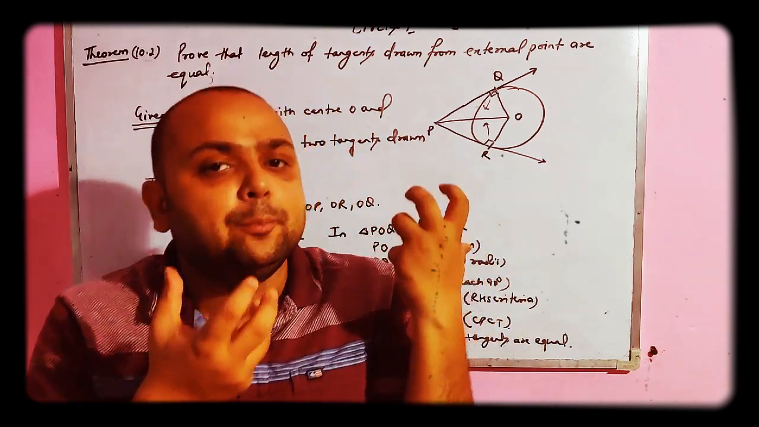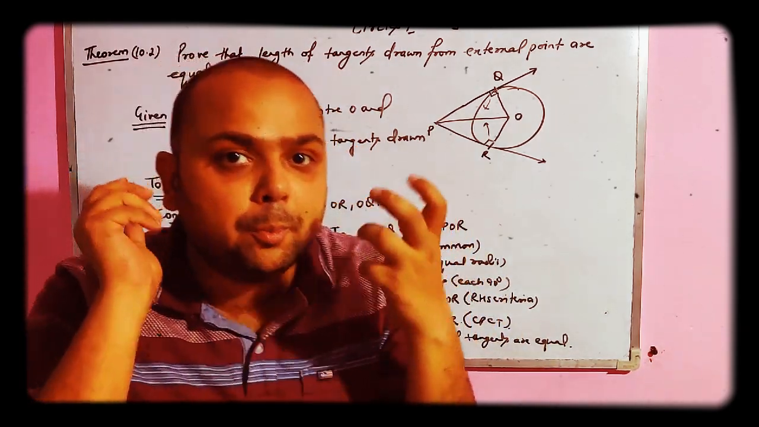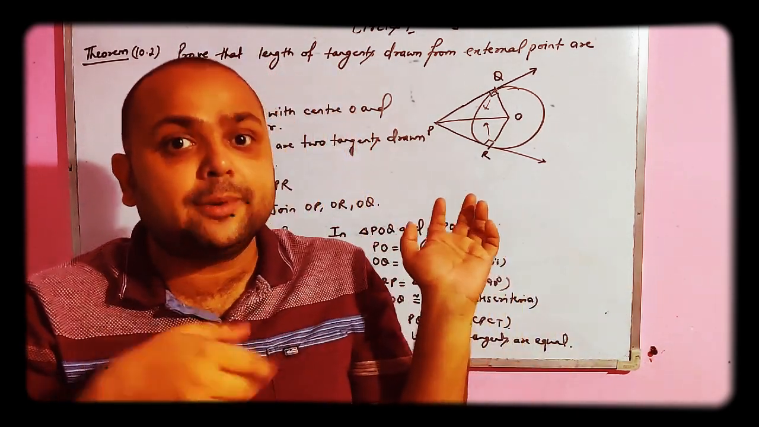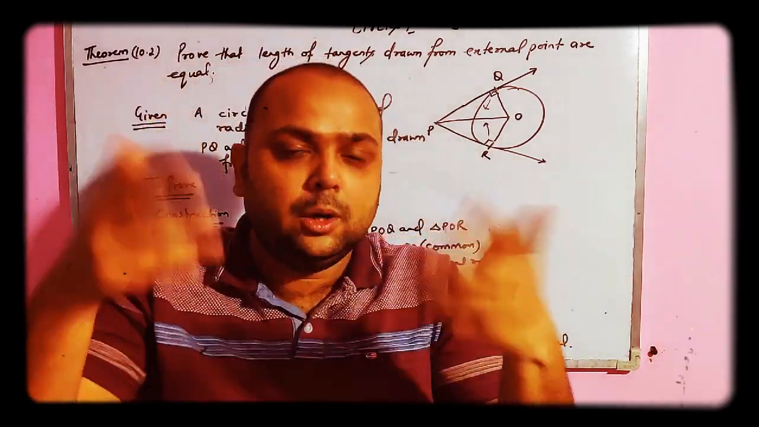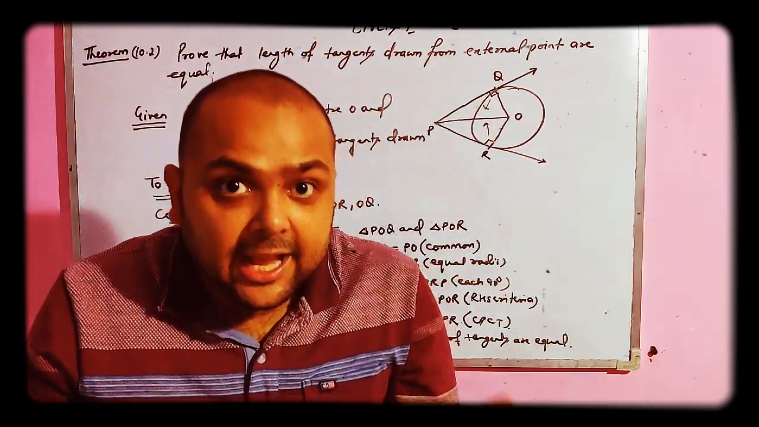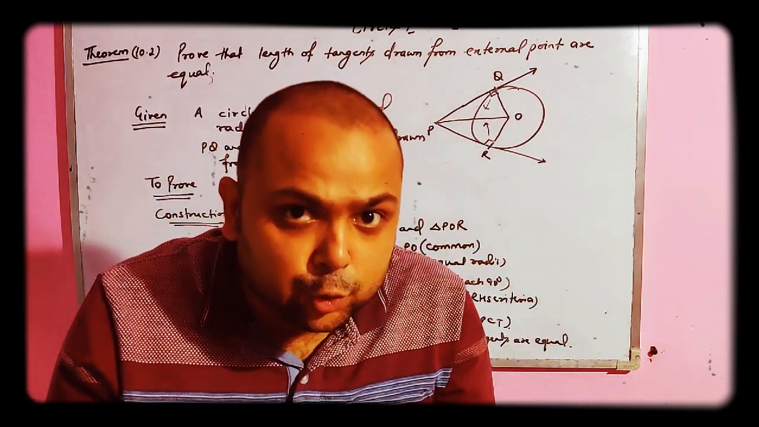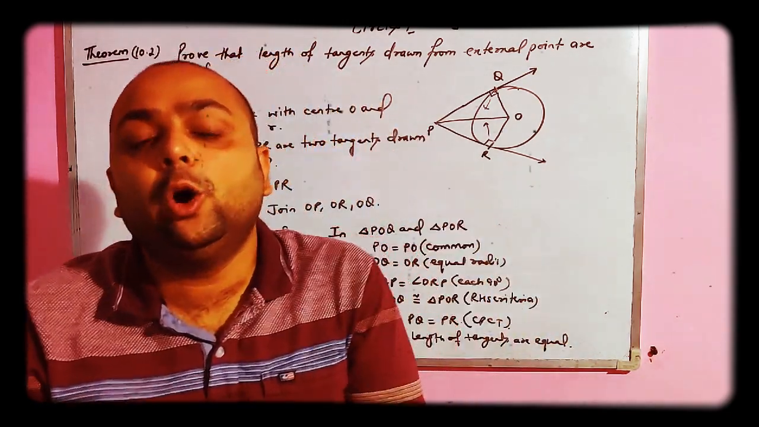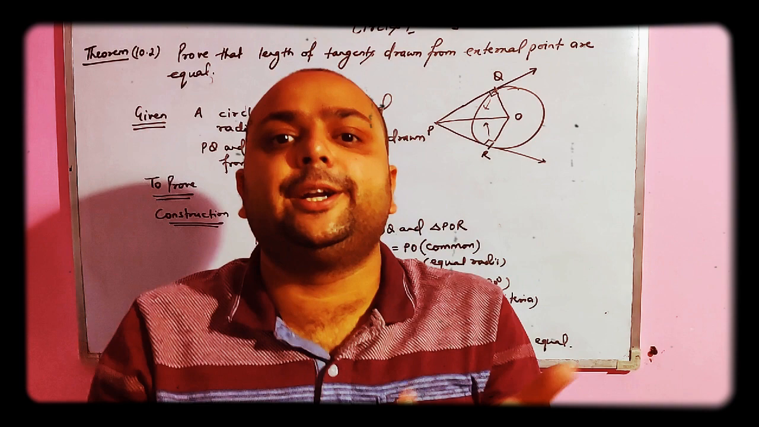So try to understand both theorems and do more practice related to them. Try to write them 4 or 5 times so that you understand them well, and try to read all the properties related to the circle. In the next part of the video, we will do some questions related to circles.